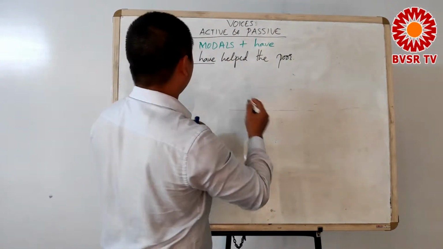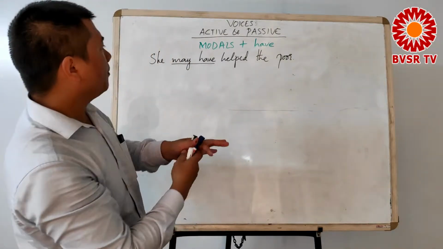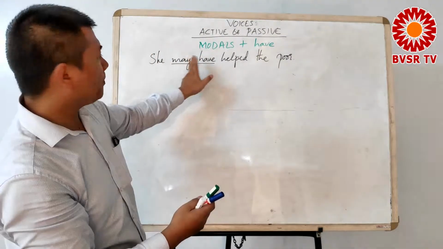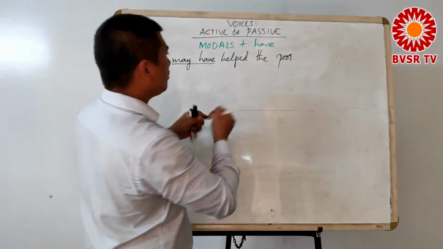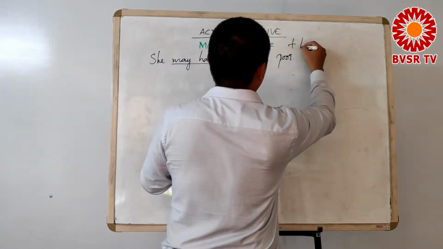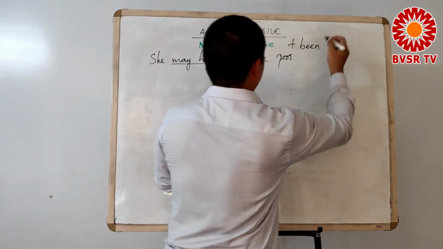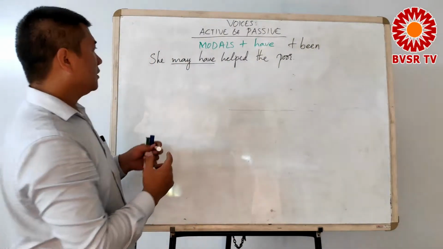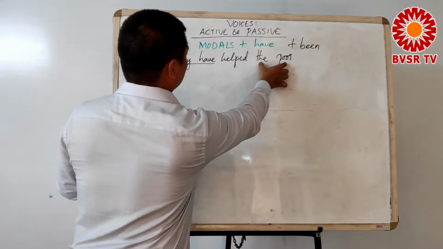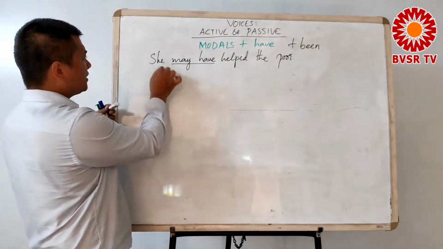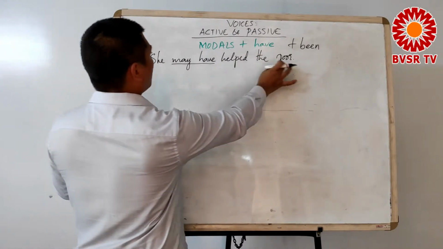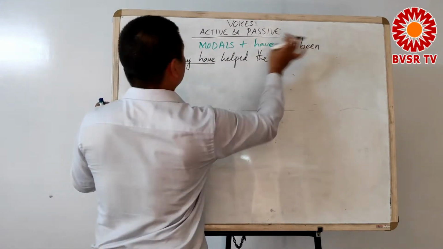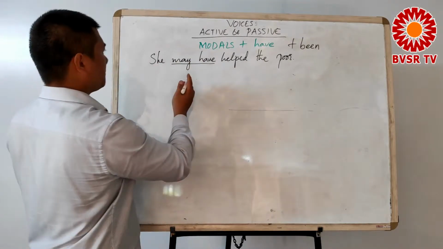Now guys, keep in mind, whenever you come across any modals plus have like this in the sentence, then in the passive voice what you have to do is that you have to add been. You have to add been. So normally the object will go to the subject place and the subject will go to the object place. So the sentence is, the poor may have been helped by her.